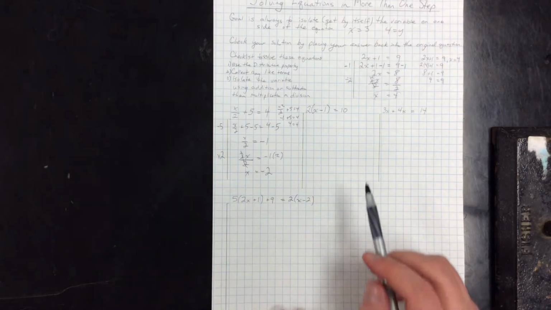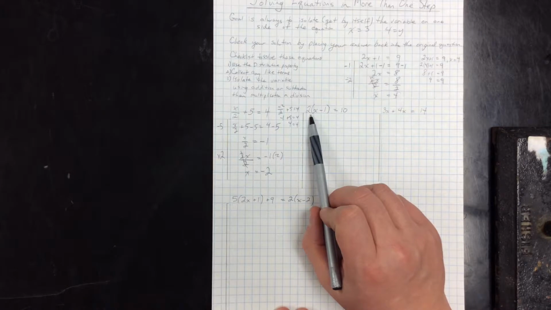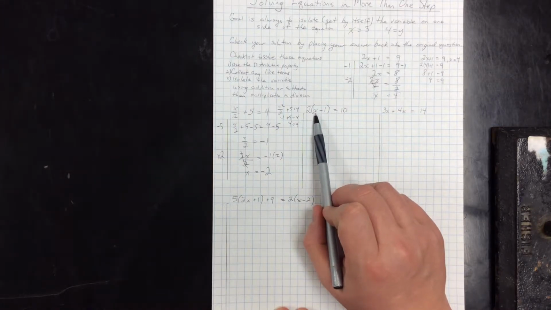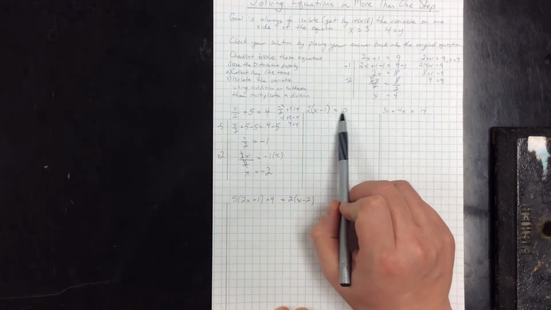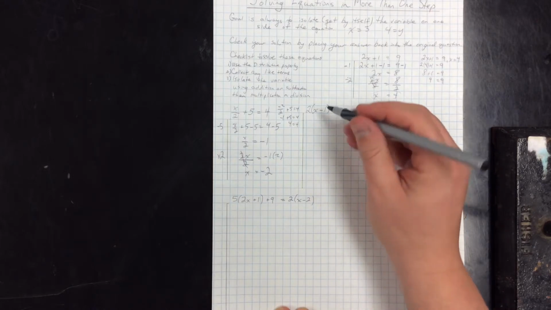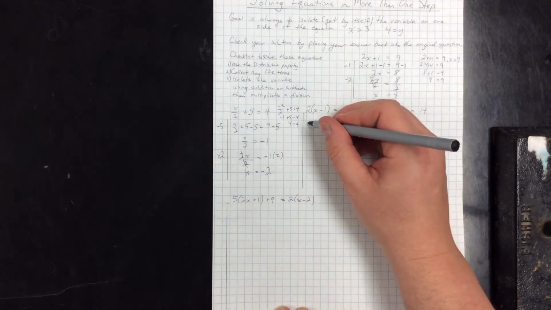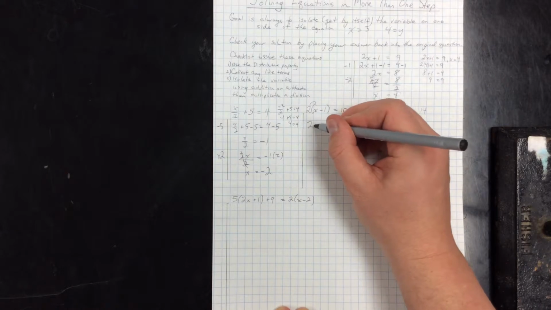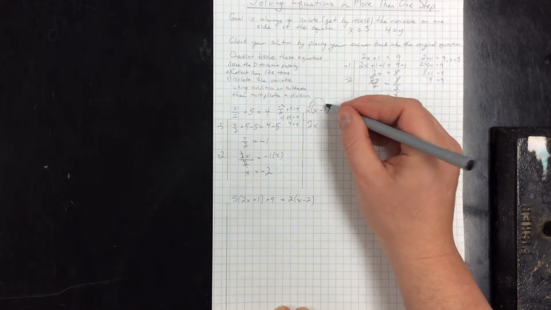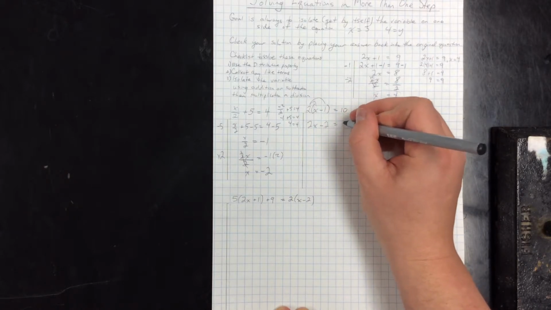We can go on. Alright, this next one, I have 2, and then I have my distributive property, x minus 1 in brackets equals 10. So let's do the distributive property first. So let's do 2 times x, which is 2x, and 2 times negative 1, which is negative 2, which is equal to 10.